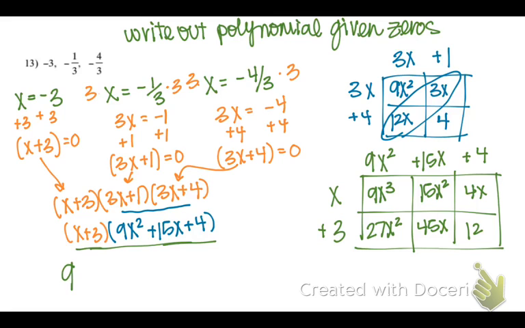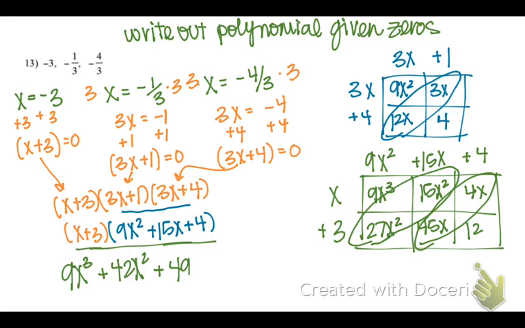So then the final answer here is going to be 9x cubed. 27 plus 15 is 42. That's these two right here. 45 plus 4 is 49. And then 12. So this is your final answer. Cool.